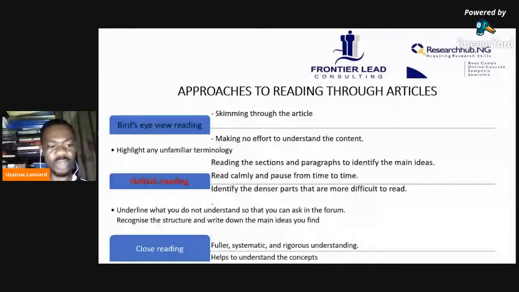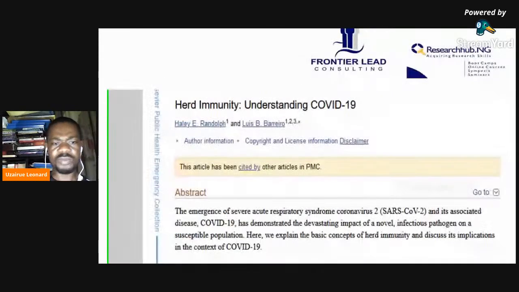The idea. Next one is, now, this is an example of an article.